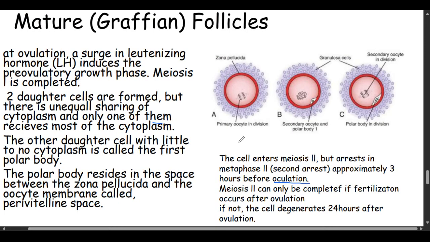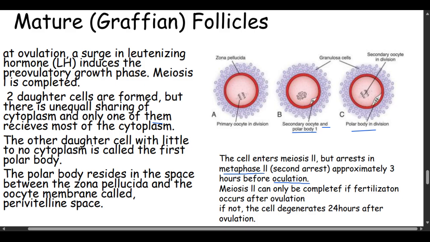So here we have the primary oocyte in division, the secondary oocyte, and the polar body, and you have the polar body in division as well. So as you can see, this is where the arrest begins. Remember what happens in metaphase? In metaphase, the mitotic spindles are formed. So if you say metaphase 2, that means this is what we are seeing here. The spindles are formed, and both the secondary oocyte and the polar body will be in metaphase 2.